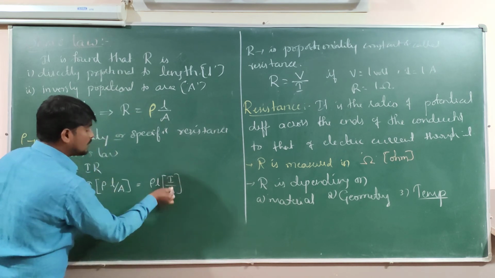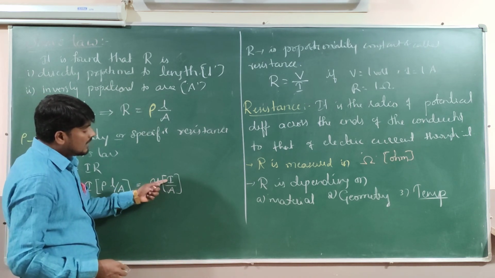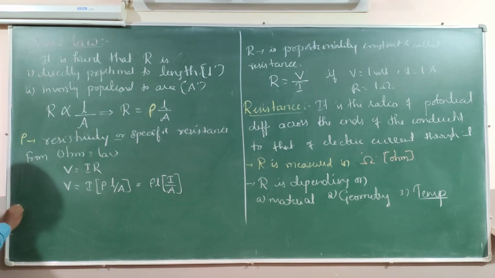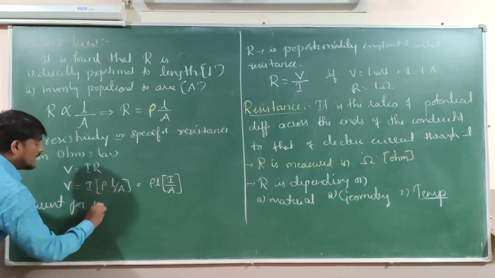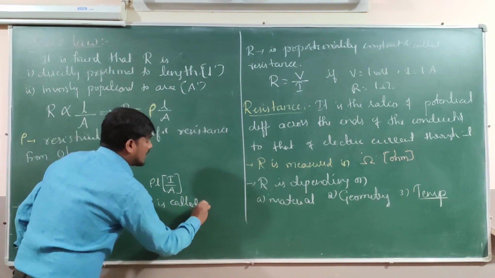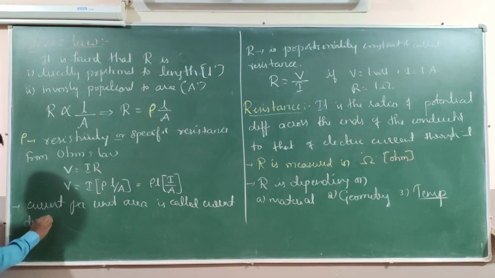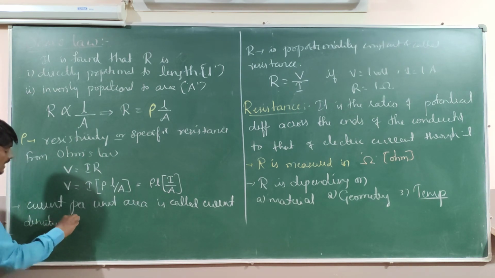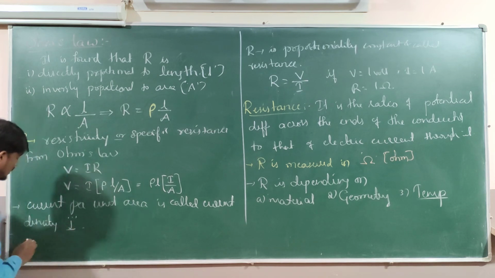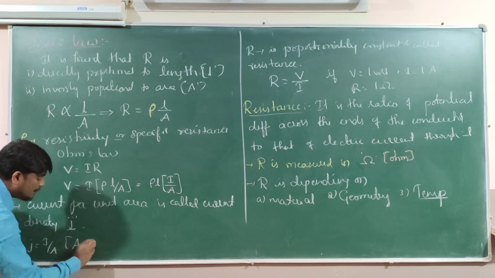There is a reason why I am writing this in the bracket I by A. There is a ratio here, current per unit area. This current per unit area is called current density. Very, very important. Current density is denoted by small j. Then J is equal to I by A, and it is measured in terms of ampere per meter square.